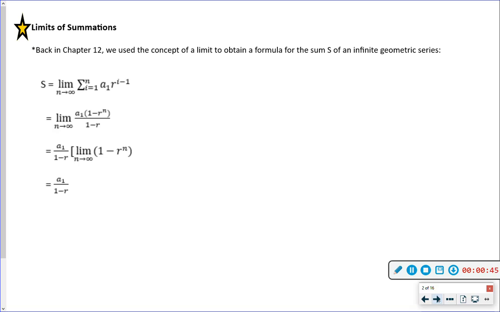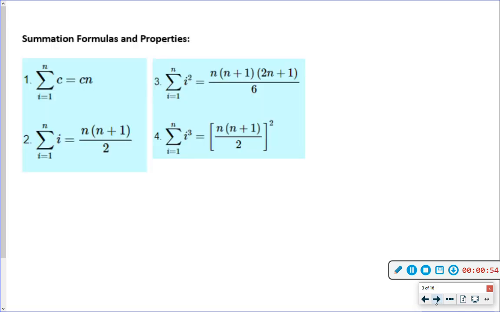And for the record, these formulas on the board are obviously in your notes. I will also provide you these formulas on the test, just for the record. But you're going to have to use them.